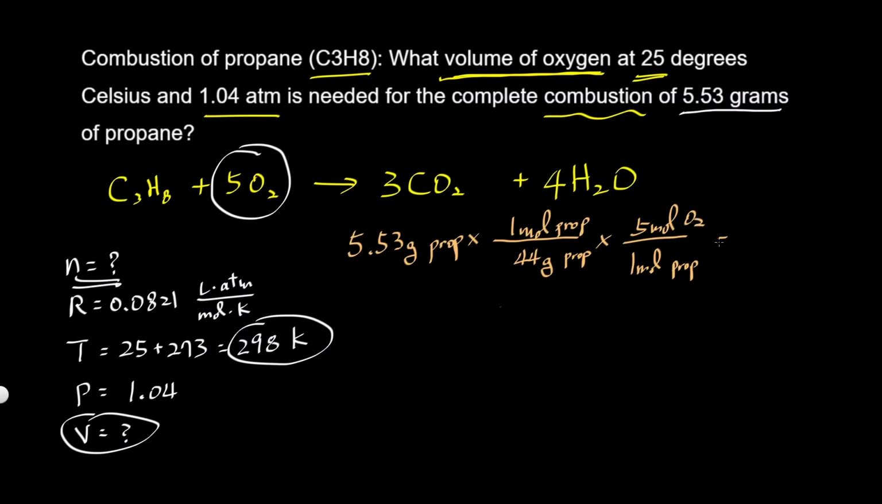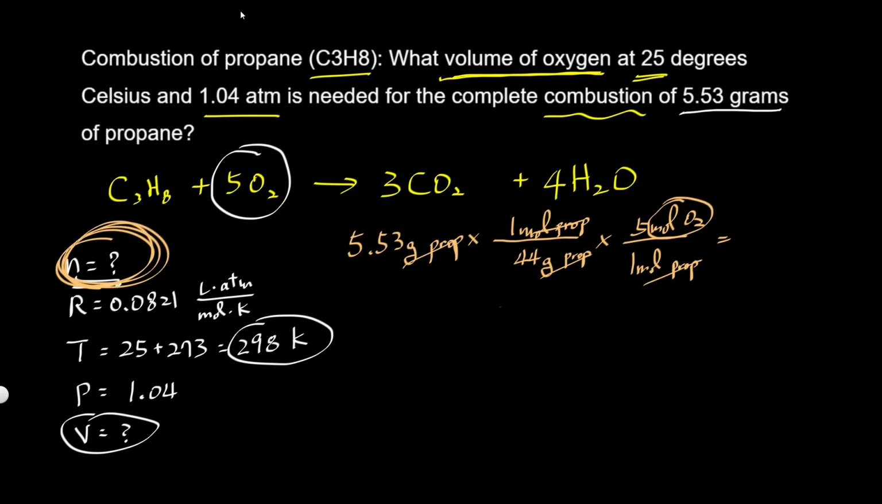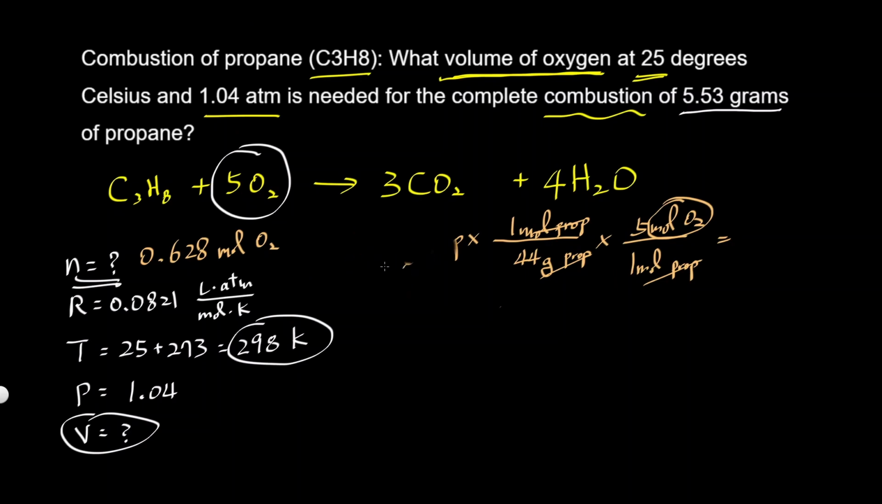If we stop here, you see how all the units get canceled out, except we have the number of moles for O2. That's what n is equal to. So we did all this to figure out what that is. Okay, let's go. That's 0.628 moles of oxygen. See how everything's about oxygen now? Okay, so that's done.